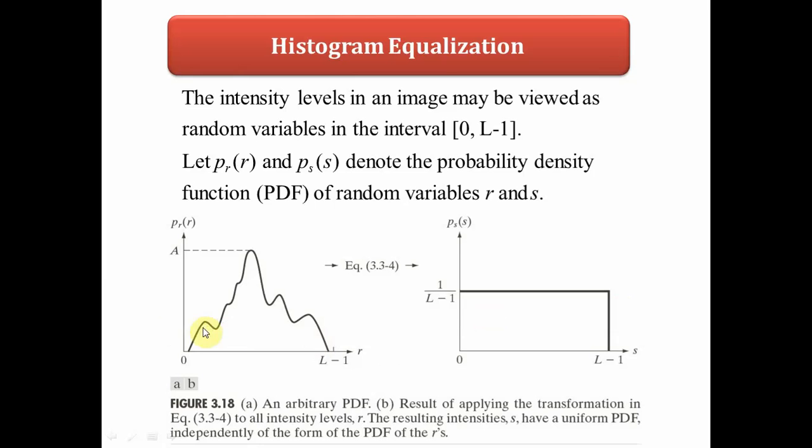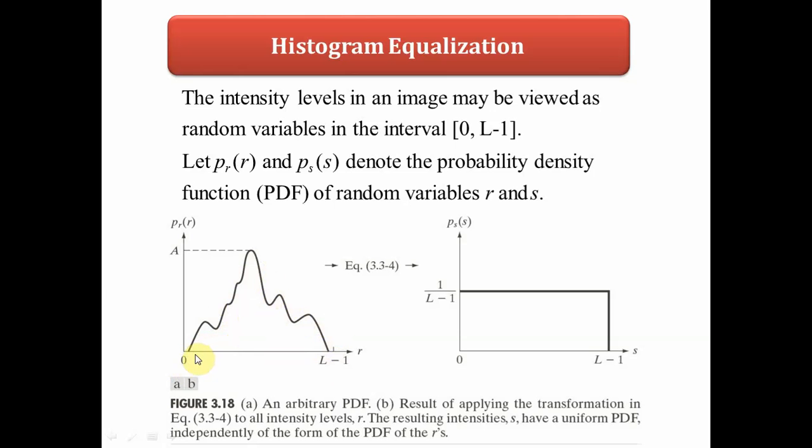Okay, so this is a histogram. This is P_R of R. Now the intensity levels in the image may be viewed as random variables in the interval 0 to L minus 1. Intensity levels are from 0 to L minus 1. These are nothing but the gray levels. Let P suffix R of R and P suffix S of S denote the probability density function, that is PDF. So the entire range will be considered as starting from 0 to L minus 1.